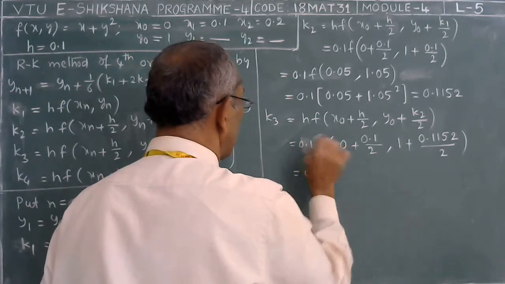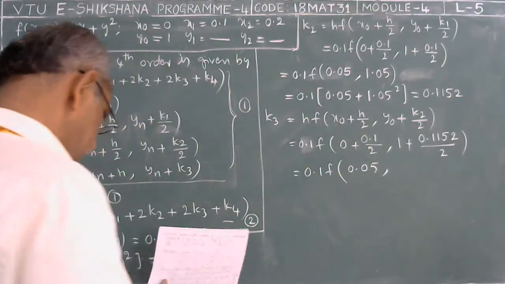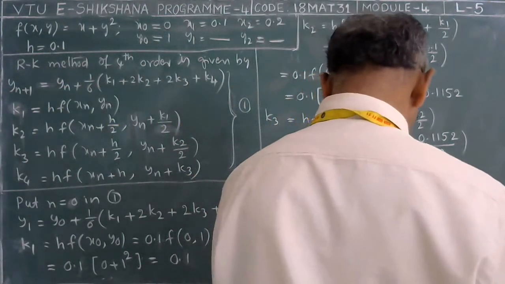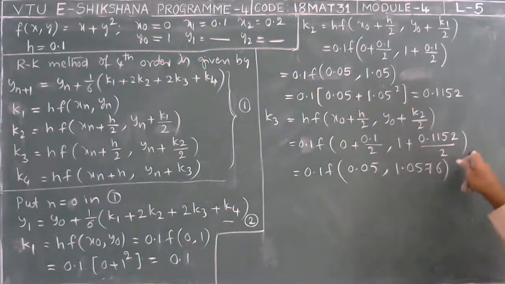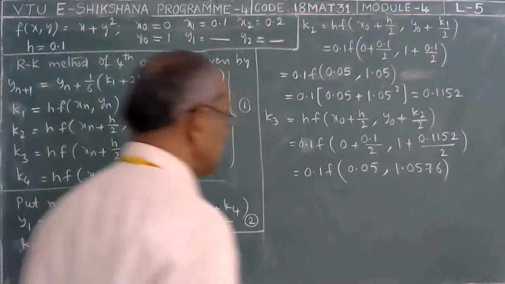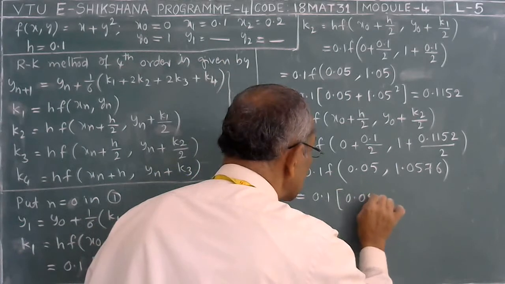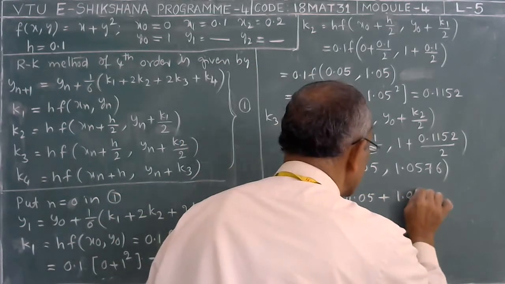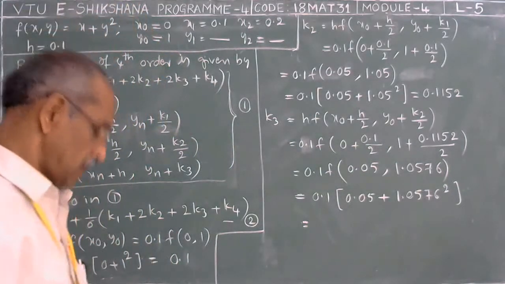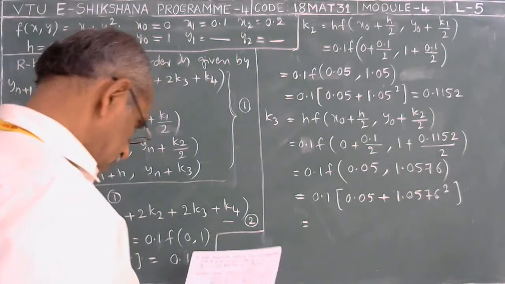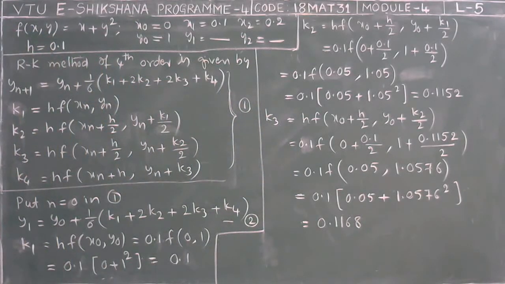We simplify this. h is 0.1, so 0.1 into f of 0.05 comma, for k3 you get 1.0576. Now apply the definition. So this is 0.1 into 0.05 plus 1.0576 square. So if you calculate, you get the value of K3, 0.1168.